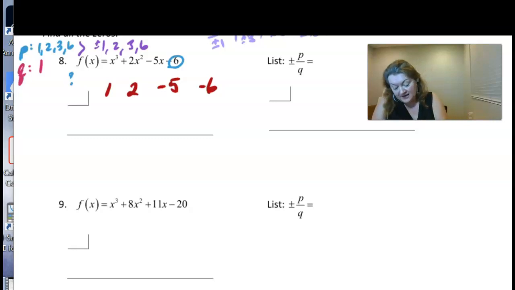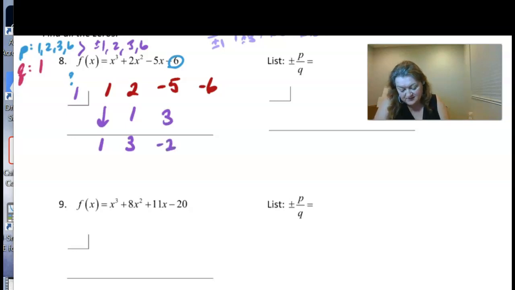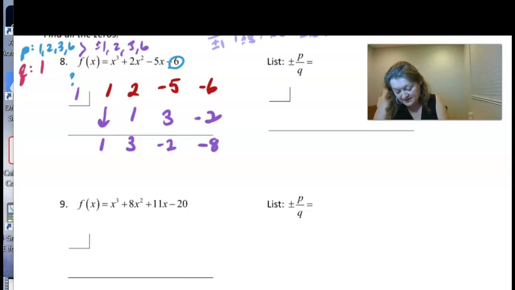So the first one I'm going to try is a positive 1. Let's go try a positive 1. So I'm going to put in the 1 and work it through. 1 times 1 is 1. Add straight down is a 3. 3 times 1 is 3. Add straight down is -2. -2 times 1 is -2. Add straight down is -8.